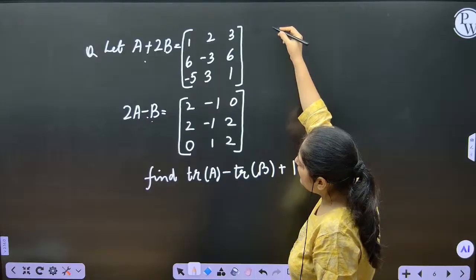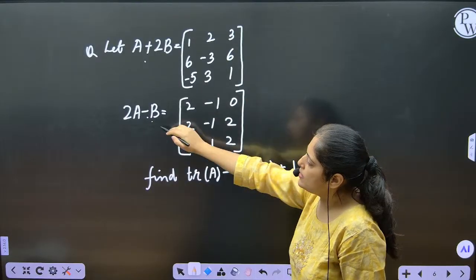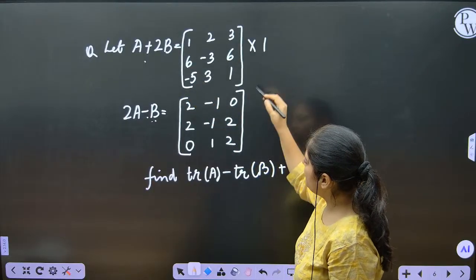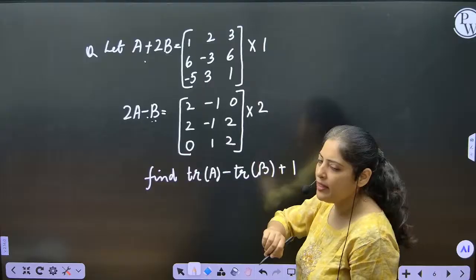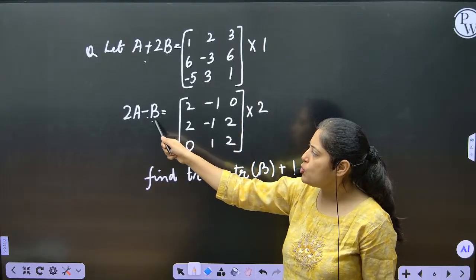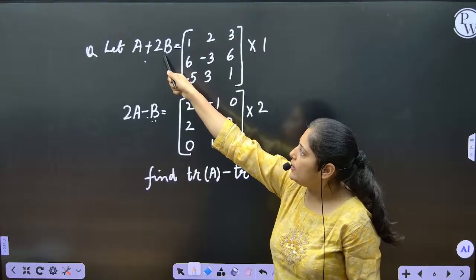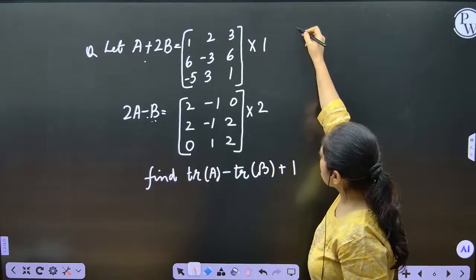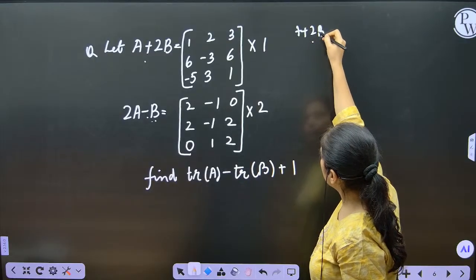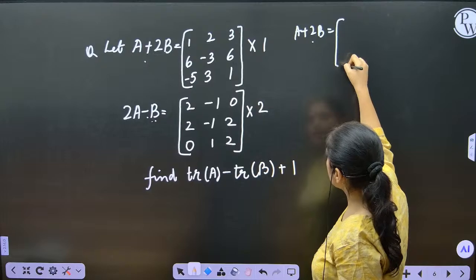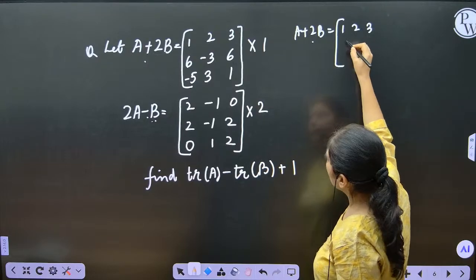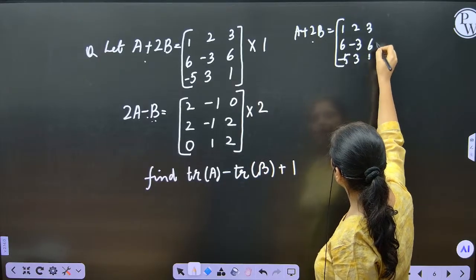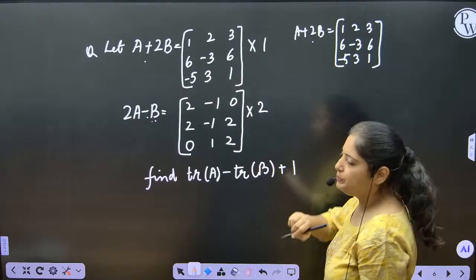So now the first matrix I'm keeping as it is, because this is 1, this is 2. So this full matrix is getting multiplied with 1. This full matrix I'll multiply with 2. Why am I multiplying this with 2? Because this will also become 2B, here it is also 2B. So this is directly A plus 2B as it is. 1 2 3, 6 minus 3, 6, minus 5, 3, 1.